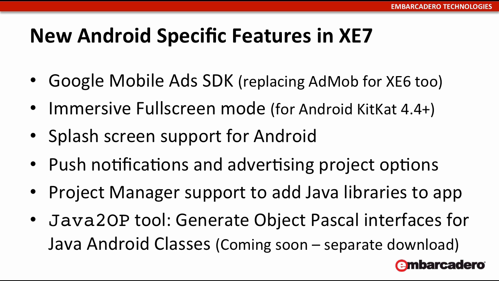And there's also a new tool called Java2OP, and it generates Object Pascal interfaces for your Android jar files. So if you have an Android Java jar file, you can just run the Java2OP tool and it will generate the Object Pascal interfaces. Now, if you're doing C++, all you have to do is run these through the compiler and the compiler will create C++ headers that you can program against. So you don't have to worry about the Object Pascal.